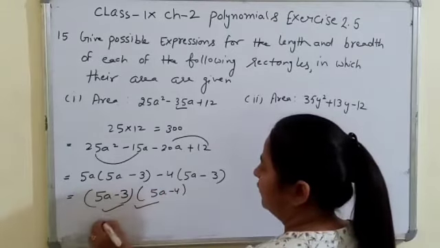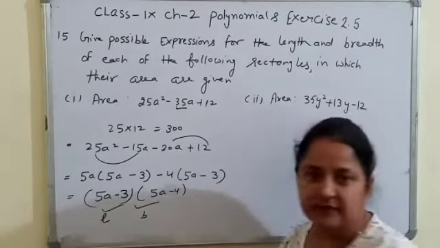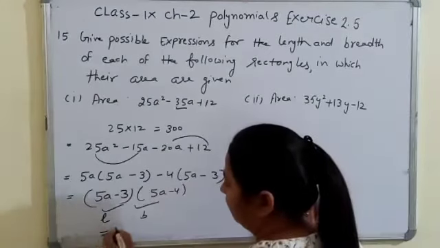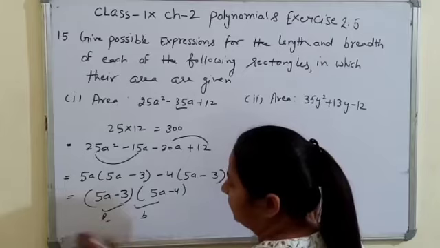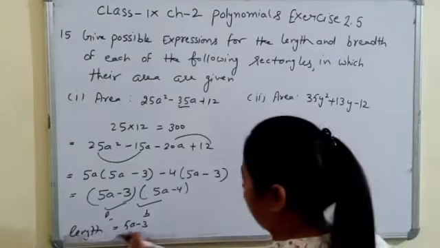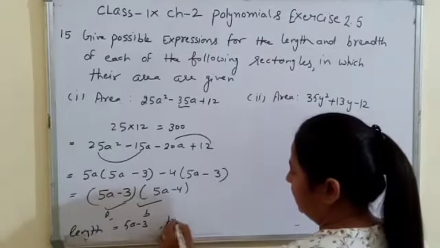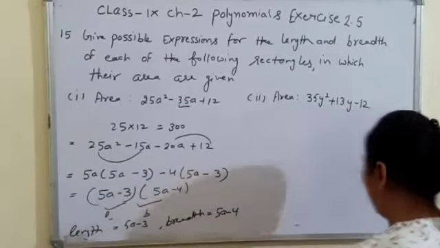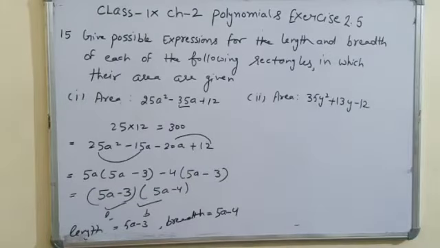Now these are the two factors. Out of these two, one is the length and the second is the breadth. Whatever is given to us, we have to find the length and breadth. So the first one is length, that is 5a minus 3, and the second is breadth, that is 5a minus 4 units. Now these are the length and breadth. This is our possible answer.